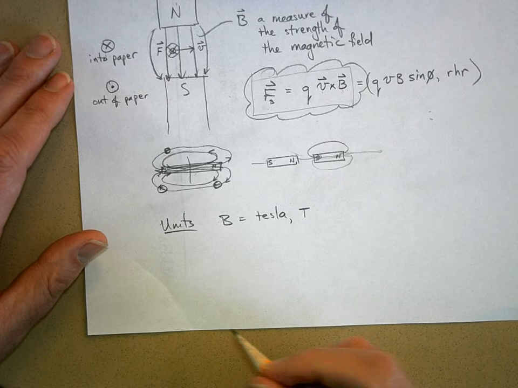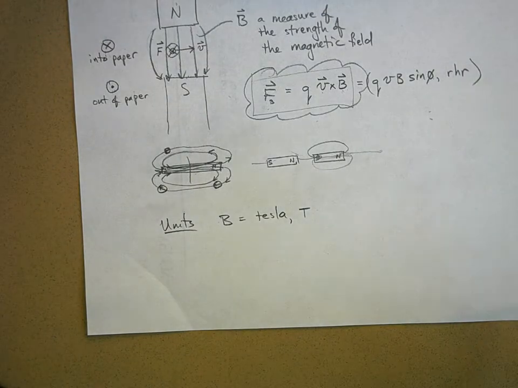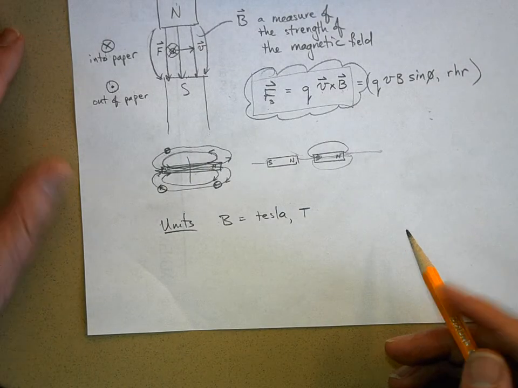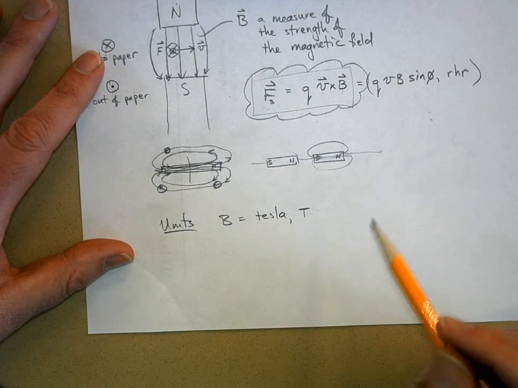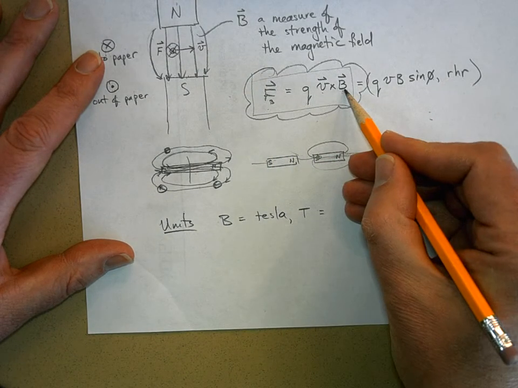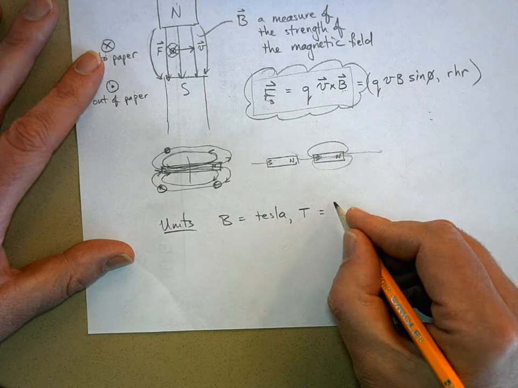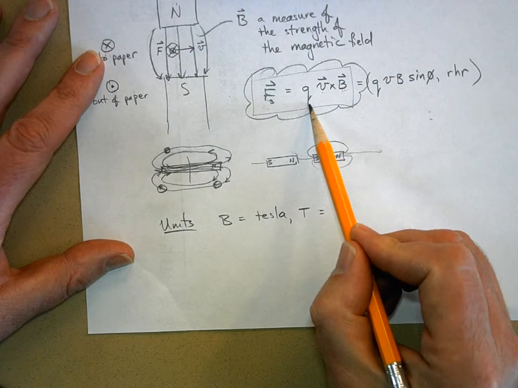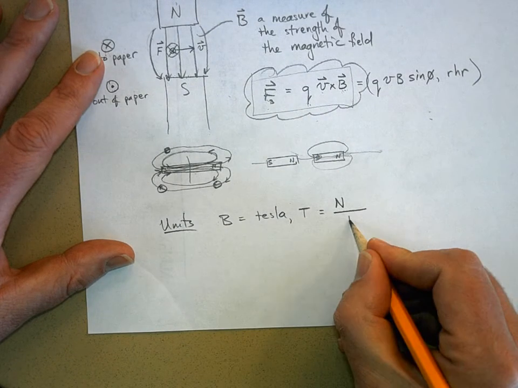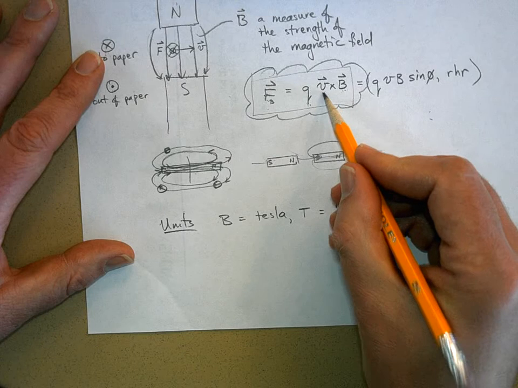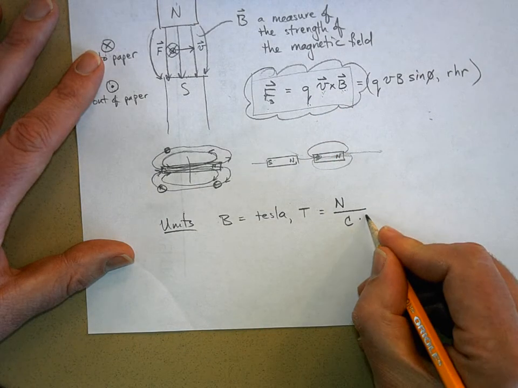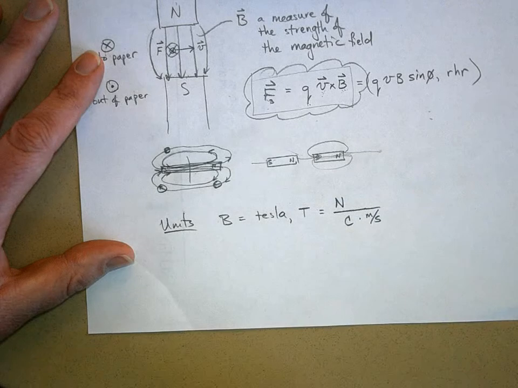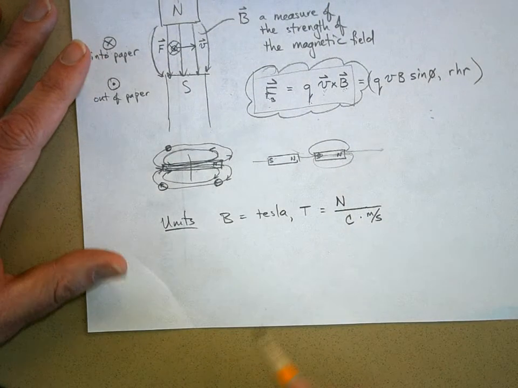Now, how do we define a Tesla? I mean, what is a Tesla? Well, we use the equation to define what a Tesla is. Solve for B. Well, first of all, over here you've got newtons. And then you have to divide by coulombs. And you have to divide by meters per second. So there's my units for Teslas. Let's clean that up a little bit.